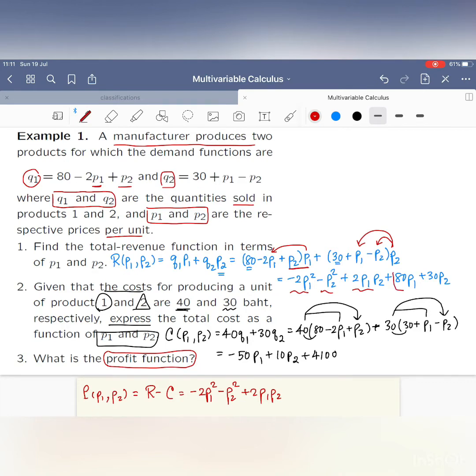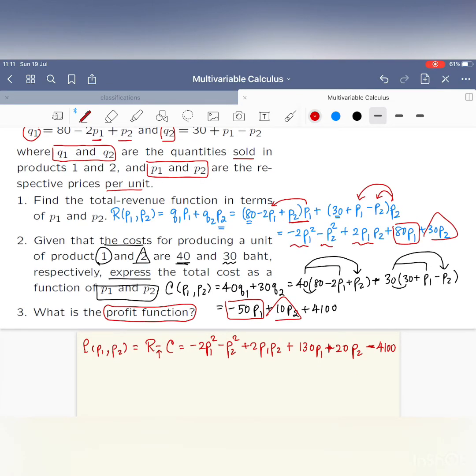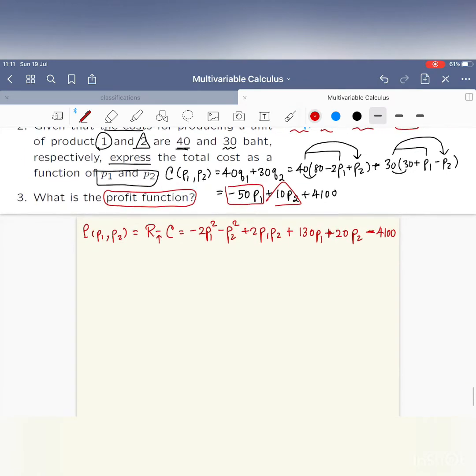and you have this 80 P1 minus, don't forget that you have a minus sign here, minus negative 50, so it becomes a plus 130 P1. You have this 30 P2 minus 10 P2, so you have a 20 P2. That's it. And then a minus 4100, right? So here's the profit function.